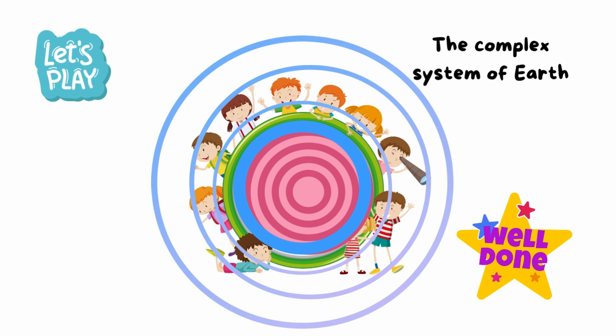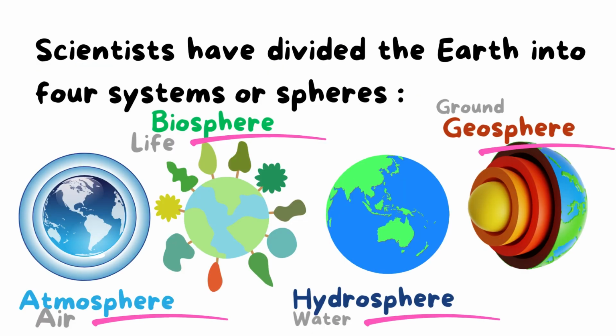From what we said, you notice or understand that to study this complex system, we need to divide it, and this is exactly what the scientists have done. They have divided the Earth into 4 systems or spheres. Okay, we have, from outside to inside the Earth, first the layers of air, the sphere that contains air. So scientists name this sphere the atmosphere. Okay, this system is called atmosphere.